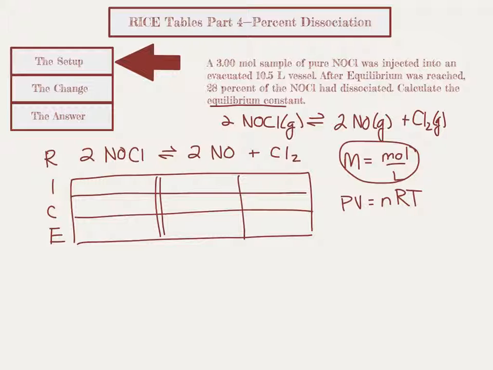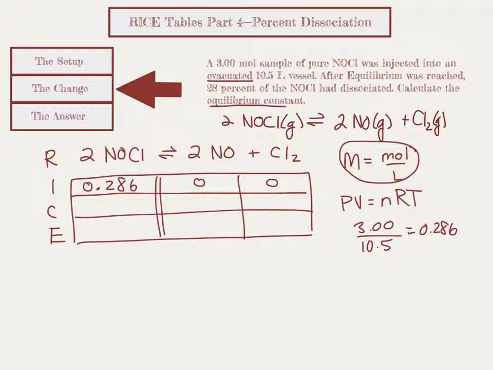Okay, so let's do a quick calculation. We're going to take that 3 moles of the NaCl and divide by the 10.5 liter container to get 0.286 rounded. Now I'm going to keep that number stored in my calculator for calculations later. And I'm going to put that value in the I box for the NaCl. The problem also states that the vessel was evacuated beforehand, so I'm going to assume that I'm not starting with any products.